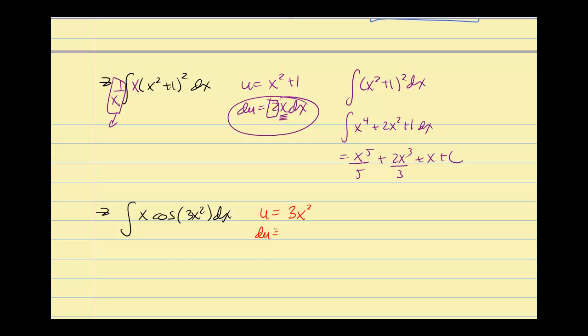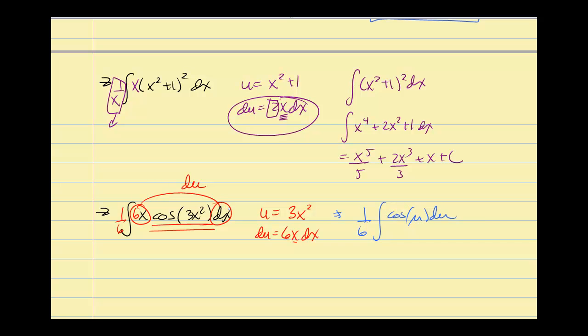In this case, the derivative of 3x squared is 6x dx, and we've got that one. The only thing I'm missing here, I have the x, the only thing I'm missing is a 6. So I multiply by a 6 on the inside, compensate with a 1/6 on the outside. 6x dx is my du, and then this piece right here becomes cosine of u. So rewriting this, I end up with 1/6 the integral cosine of u du. And again, du is 6x dx.